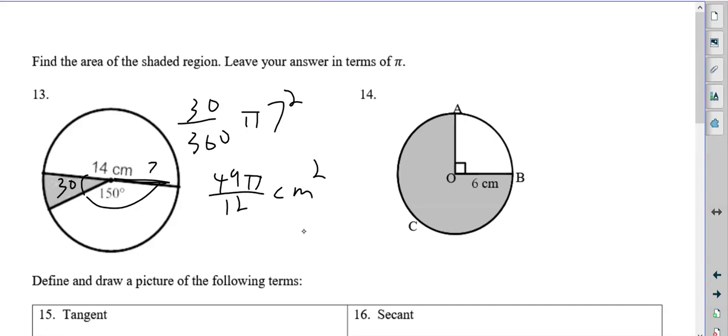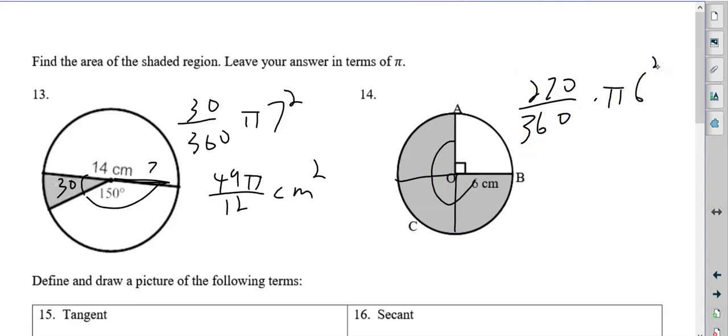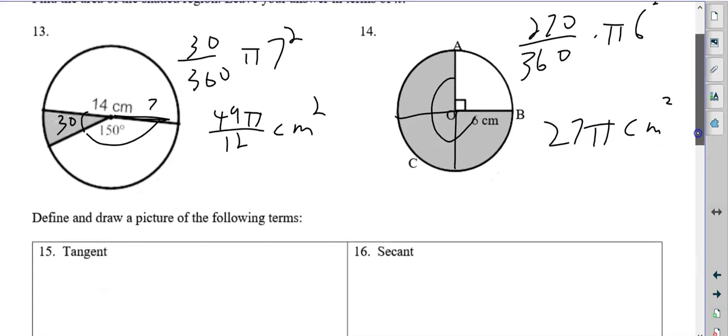All right. This requires you to kind of know how much this is. Okay. The white section is 1/4. So 90, 90, 90, 270. 270 over 360 times pi 6 squared. Type in your calculator, 27 pi centimeters squared. That's it.